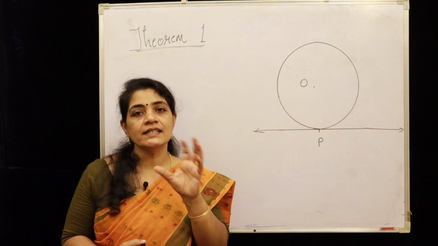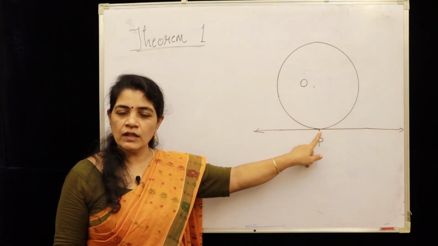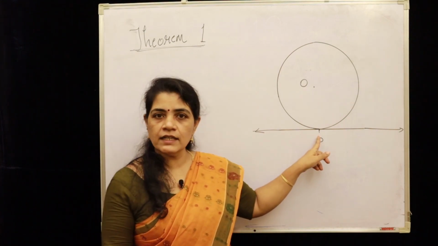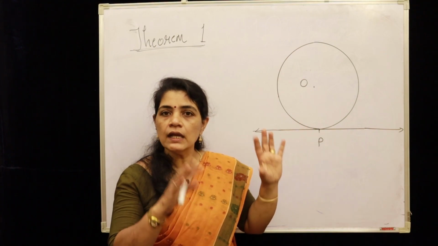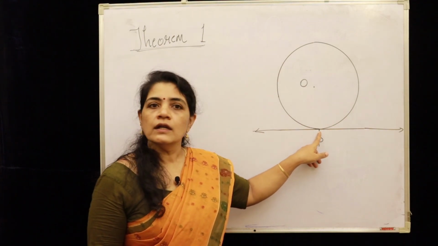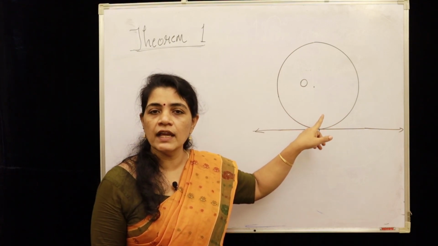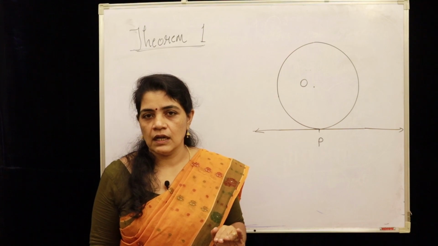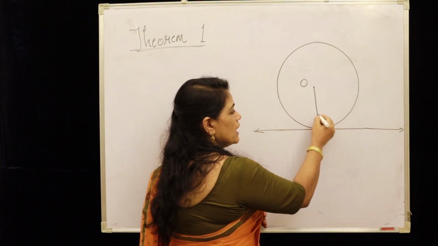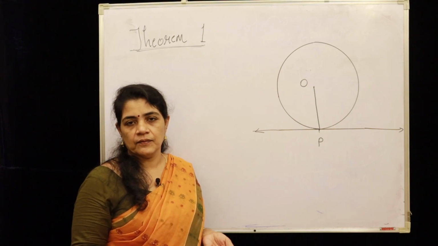So, the tangent at any point of a circle. I have marked a point P on this circle with center O, and the point of contact is P. That is common between the circle and the tangent. The tangent at any point of a circle is perpendicular to the radius. Radius means the line segment joining the center to any point on the circle, and here that point is the point of contact, P. That is, we have to show that this OP is perpendicular to the tangent.